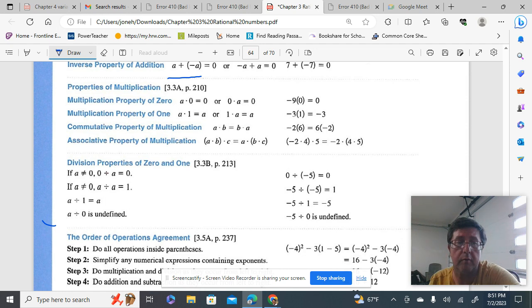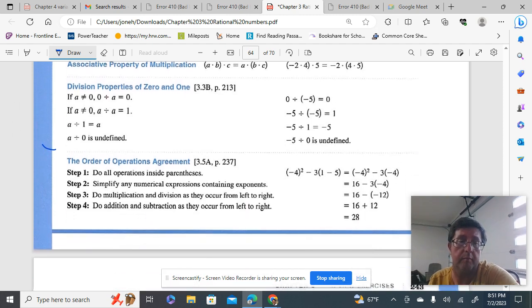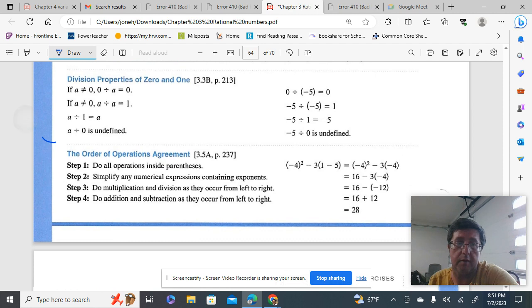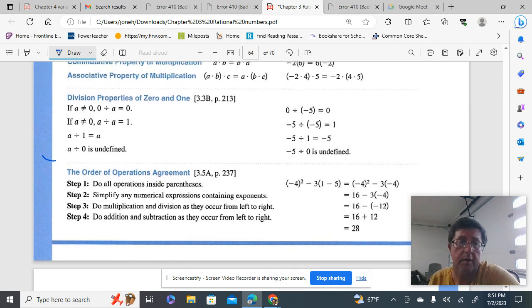Okay, commutative property of multiplication means a times b equals b times a. It's just like addition. And by the way, guys, I was in high school studying this, so you guys are doing awesome. The associative property of multiplication is a times b times c equals a times b times c. It's the same idea.